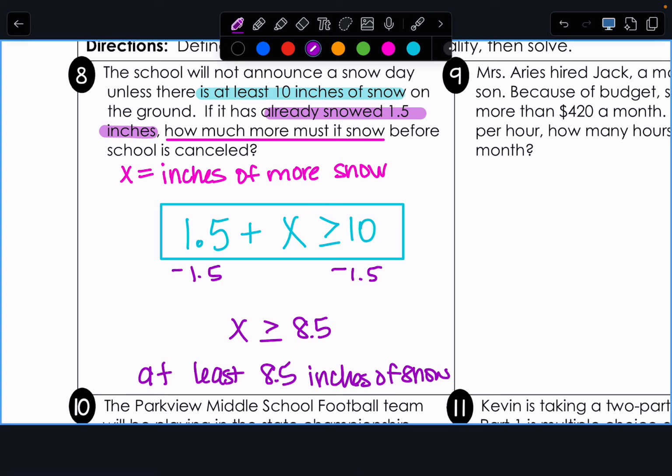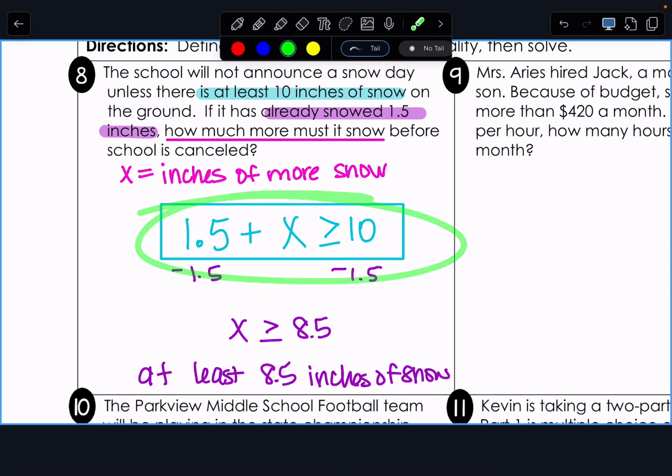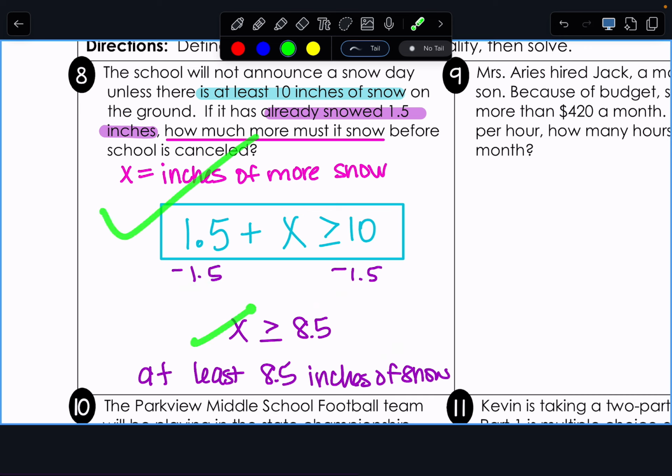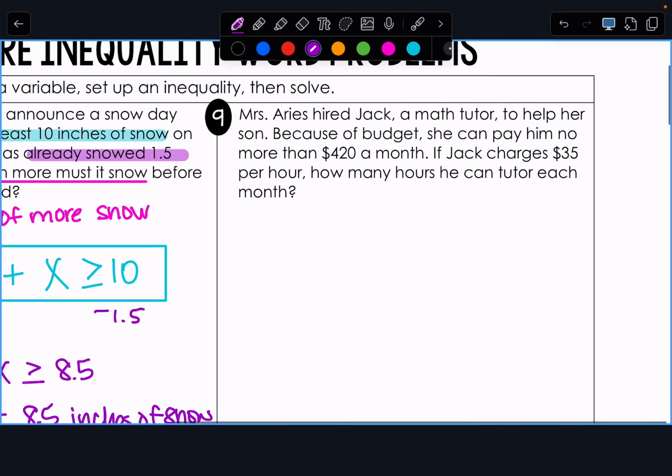Okay, I need you to be able to write the inequality and then solve it. Not just solve it. I can't have just that. I need you to write it, then solve it. Okay? Read through number 9.